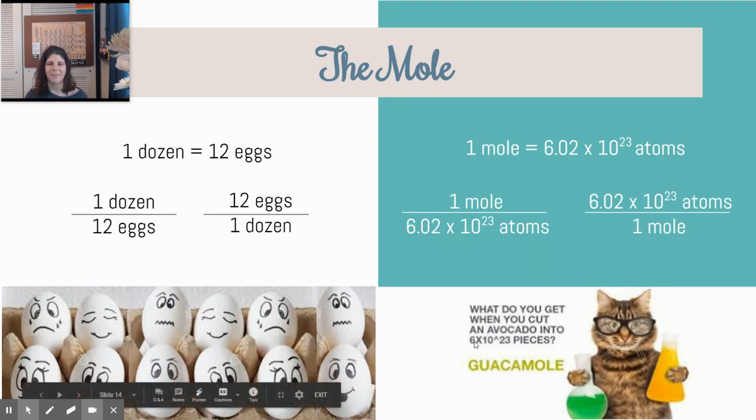What do you get when you cut an avocado into 6.02 times 10 to the 23rd pieces? A guacamole.